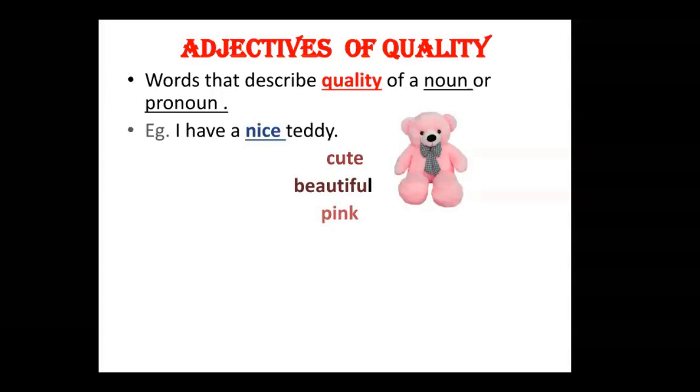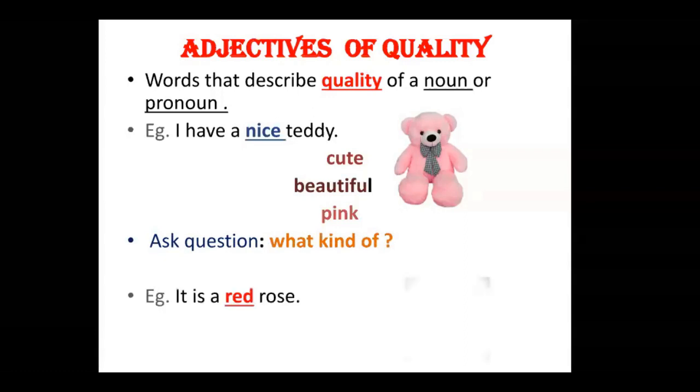Now, nice, cute, beautiful, pink. All these words tell us about teddy. That teddy is nice, teddy is cute, teddy is beautiful, and teddy is pink. So these words tell us about the quality of a noun. It generally asks the question, what kind of? Look at the example below. It is a red rose.